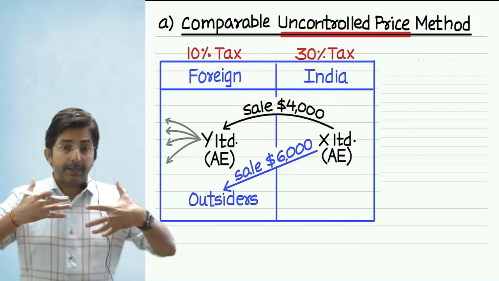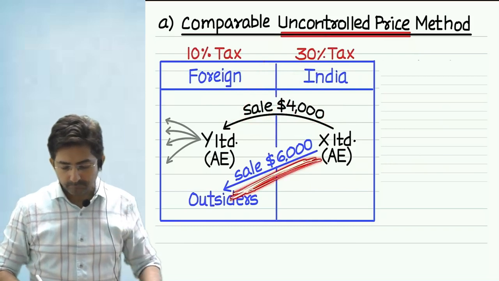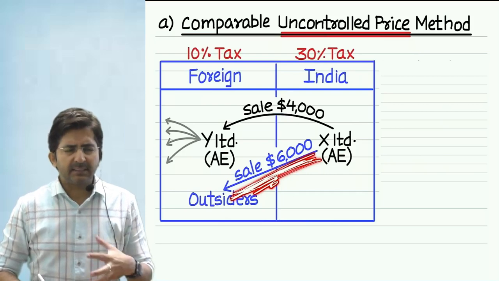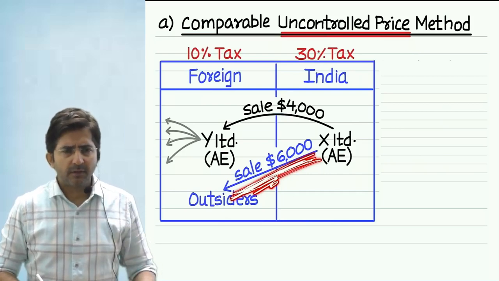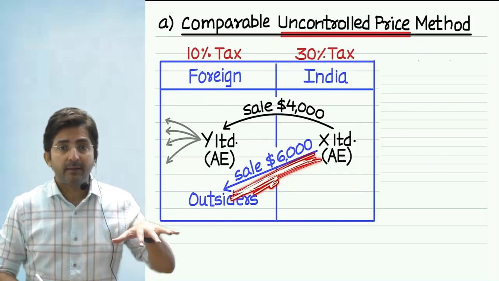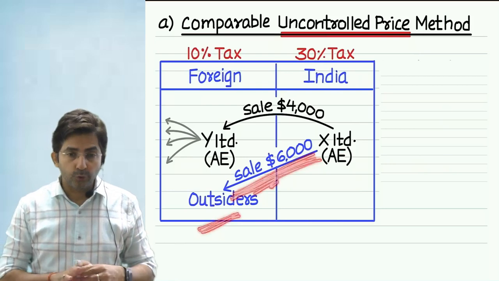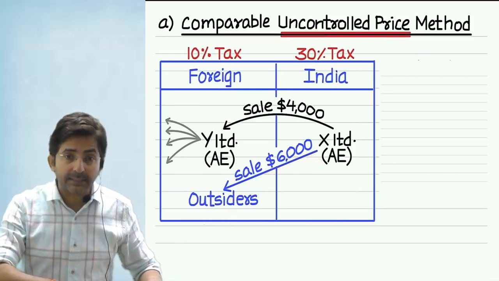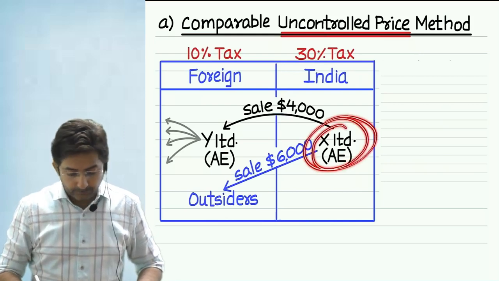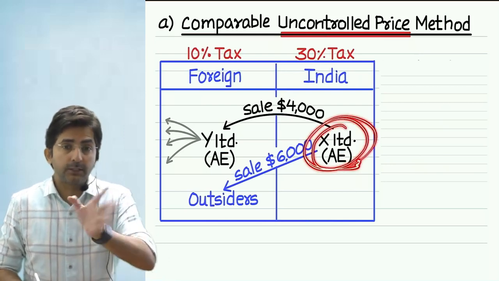Now, to find out the genuine price, obviously the government will rely on 6,000. Why does this 6,000 feel genuine? Because it is the price at which we have sold the goods to unrelated parties, that is outsiders. So we feel 6,000 is genuine. So in such a case, as soon as the law tells X Limited that we feel 6,000 is genuine, but since you have shown 4,000, you have done cheating.